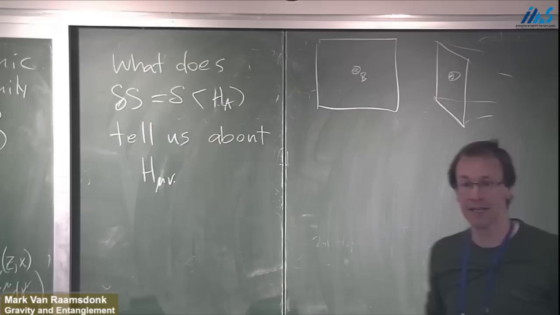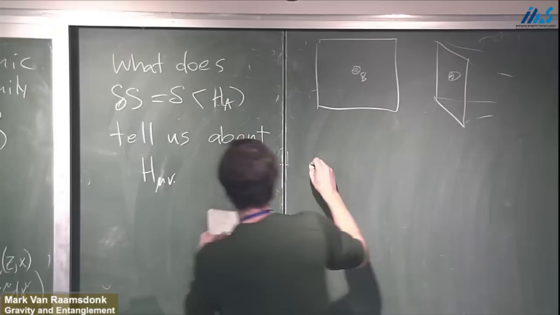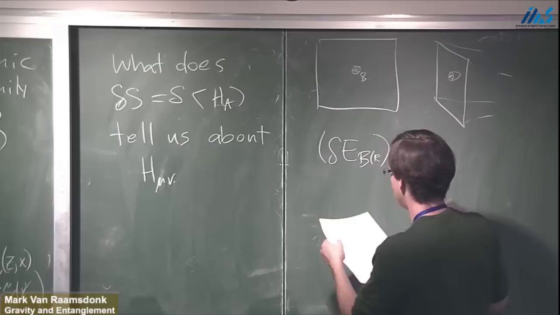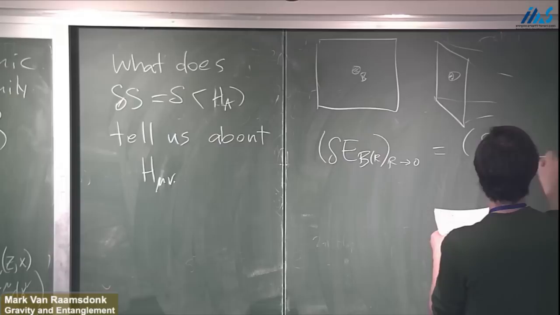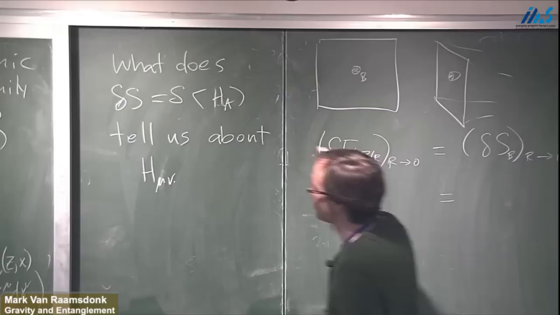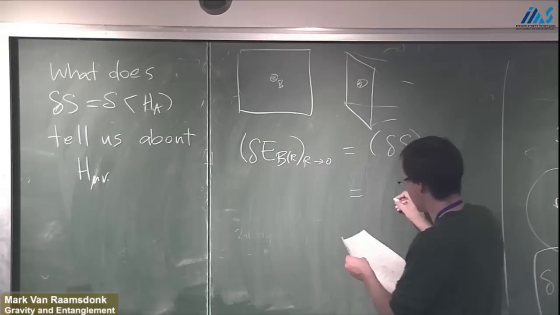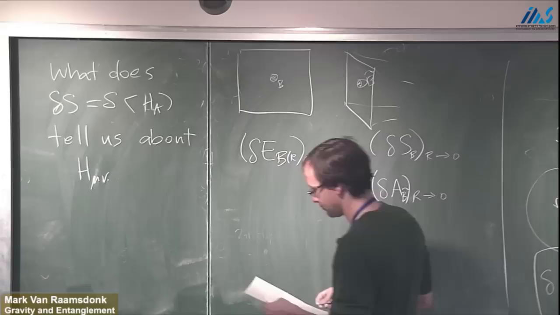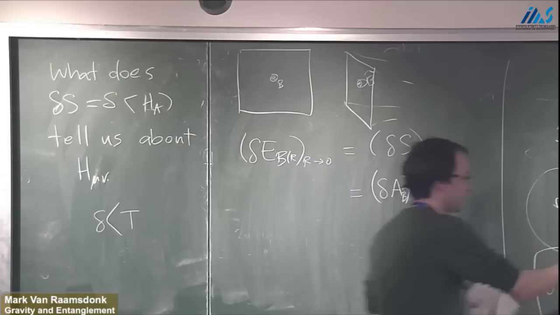Okay, and so let's see explicitly. If we have delta E_B of R for R goes to zero, that has to be equal to delta S_B for R goes to zero. So we're going to take this expression, sometimes I'll call this delta E for short, and then using our assumption, that's going to be equal to the change in the area of the surface B tilde in the small r limit. Okay, so now let's think about this part of the formula, the left side of the formula.